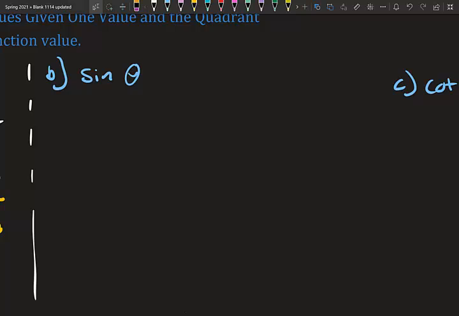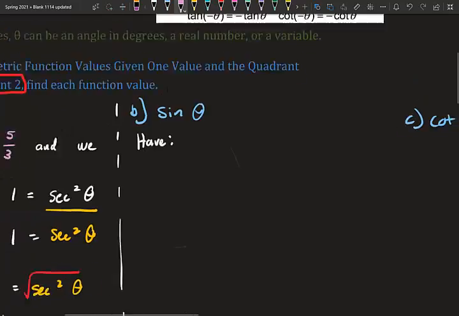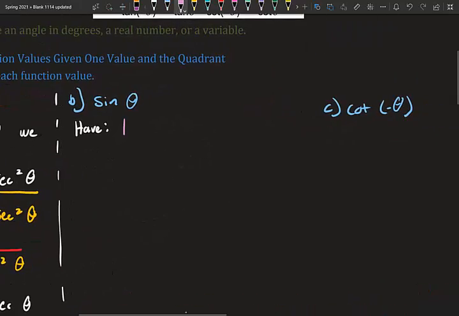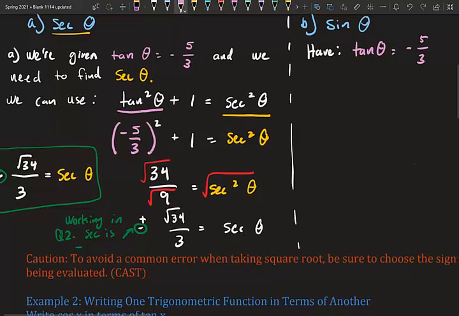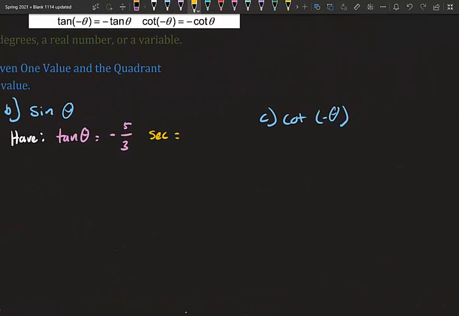Alrighty, part B. We need to find sine theta. So let's write out what we have. We have tangent. We're given that. Tangent theta is negative 5 over 3. And we just found a value. We found secant is negative square root of 34 over 3. So yes, we are allowed to use exact values we find. That's an exact value. It's a fraction. We didn't round anywhere, so we are allowed to use it.